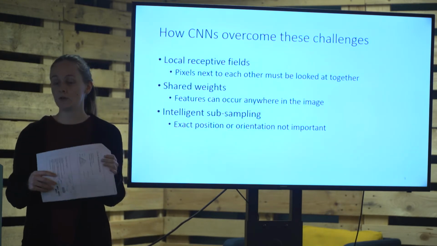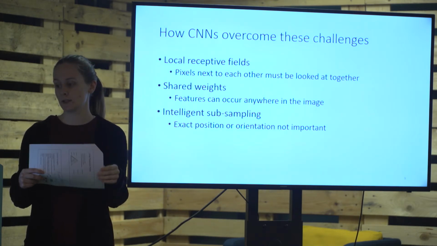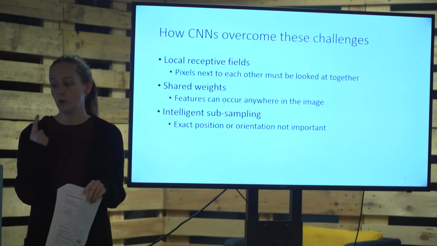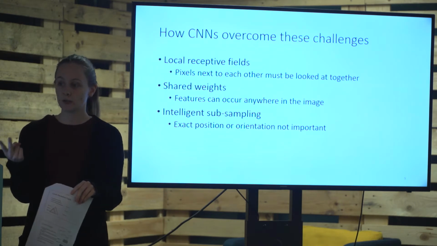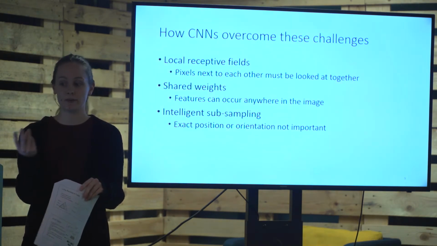So how do CNNs overcome all these challenges? Well, they have three things. They have local receptive fields, they have shared weights, and they have subsampling, so they have downsampling as well.